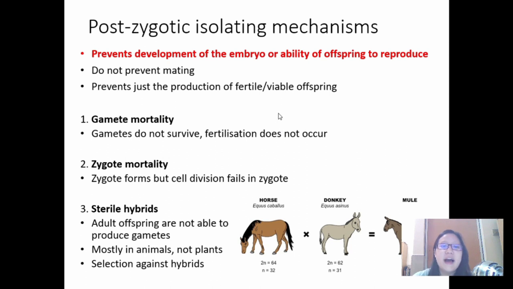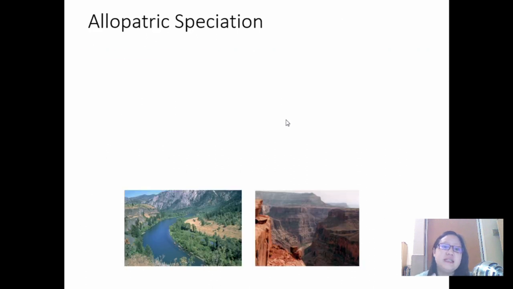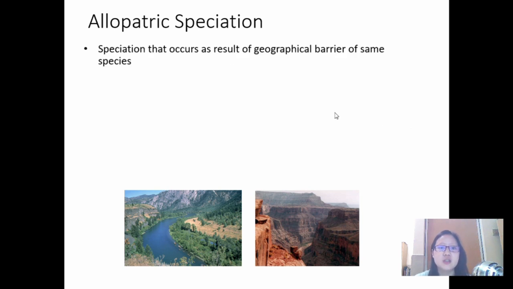So with the isolating mechanisms out of the way, we can now talk about the types of speciation. There are two types here. Allopatric speciation, where allo means different. This concerns speciation that occurs as a result of a geographical barrier of the same species, aka different location. Allopatric means different location. So how is this process occurring?